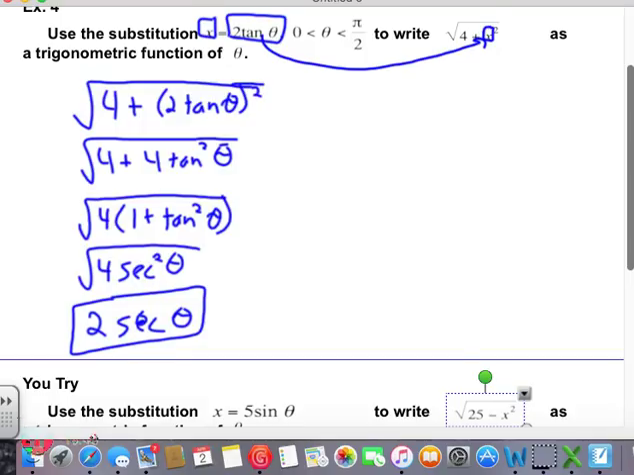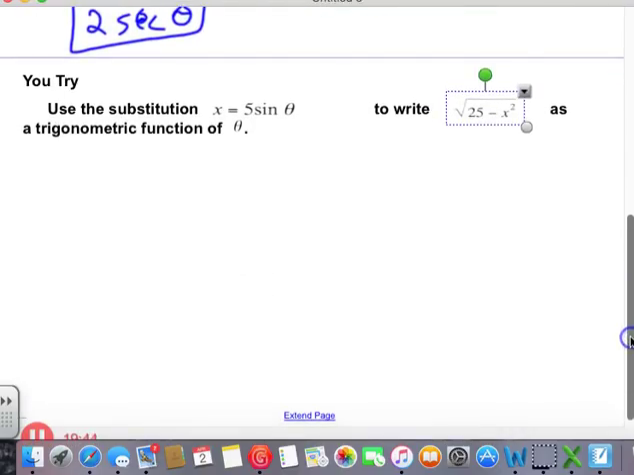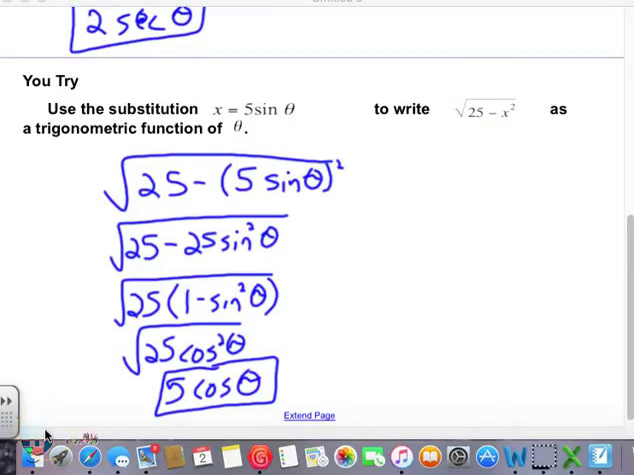All right, so go ahead and try this one down here. You're substituting 5 sine theta into this expression. Once we substitute this one in, we square it and we get 25 minus 25 sine squared theta. Then we factor out that 25, just like I did with the 4 on the last problem. So that gives us 25 times 1 minus sine squared. And we use the Pythagorean identity that 1 minus sine squared has to equal cosine squared.